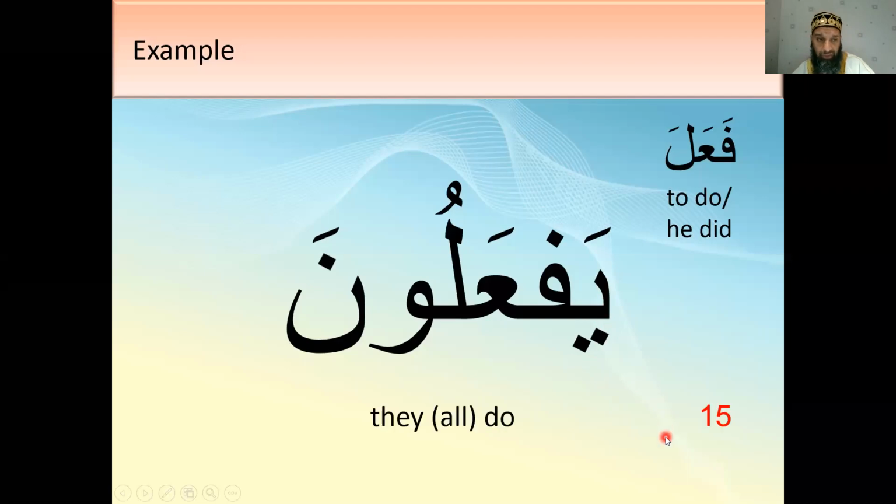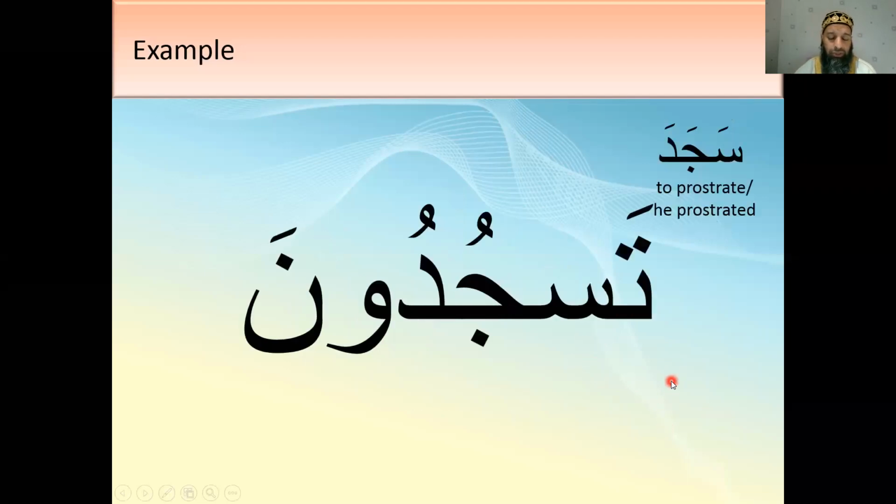Right, so 15. Tasjuduna. Look at this word. Ta is a template letter. Una is also a template letter, a template combination. So these 3 letters are the root word. Sajada. Sajada means to prostrate. So once you know what this verb means, you should be able to translate this whole word.